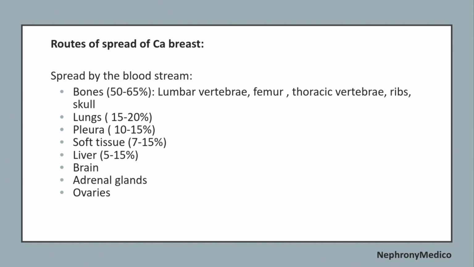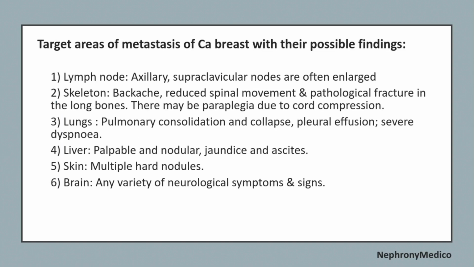Now, target areas of metastasis of carcinoma of breast with their possible findings. In case of lymph node, axillary and supraclavicular lymph nodes are enlarged. Skeleton: backache, reduced spinal movement and pathological fracture. Lungs: pulmonary consolidation and collapse, pleural effusion, dyspnea. Liver: palpable and nodular, jaundice and ascites. Skin: multiple hard nodules. Brain: neurological signs and symptoms may be seen.